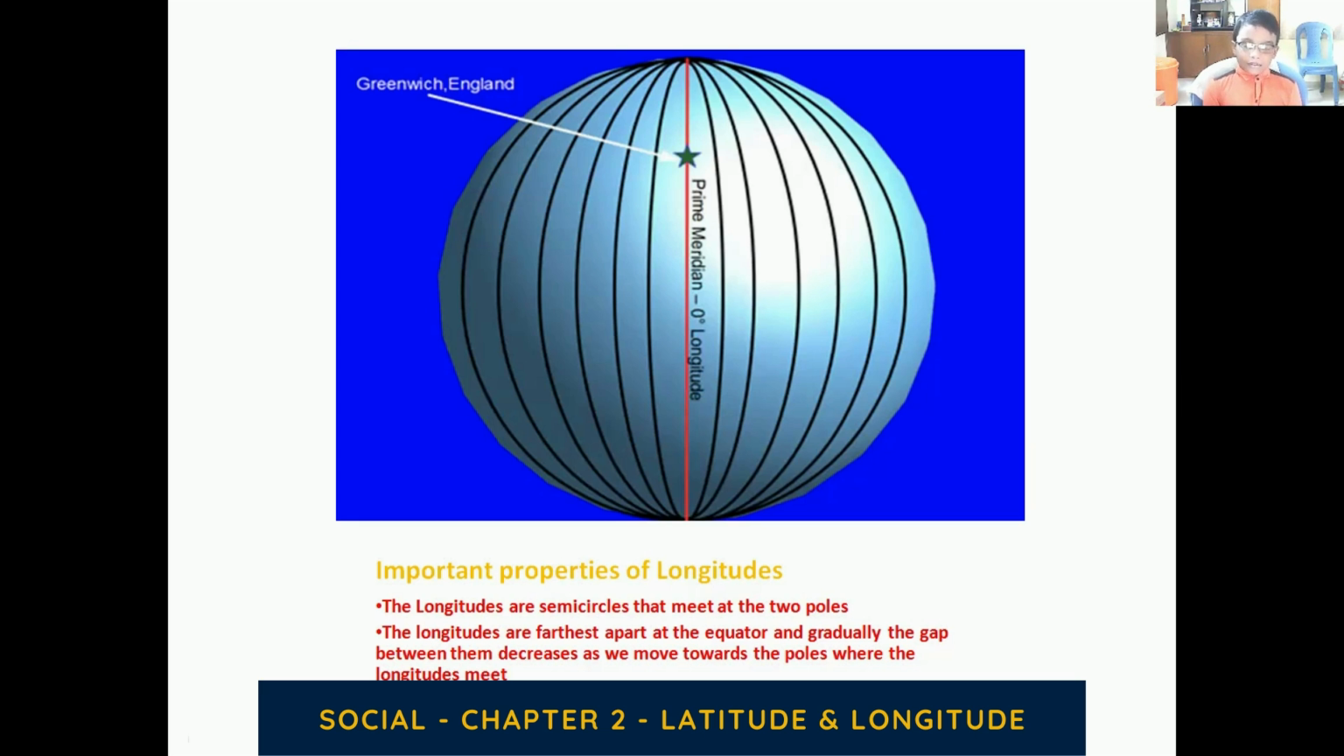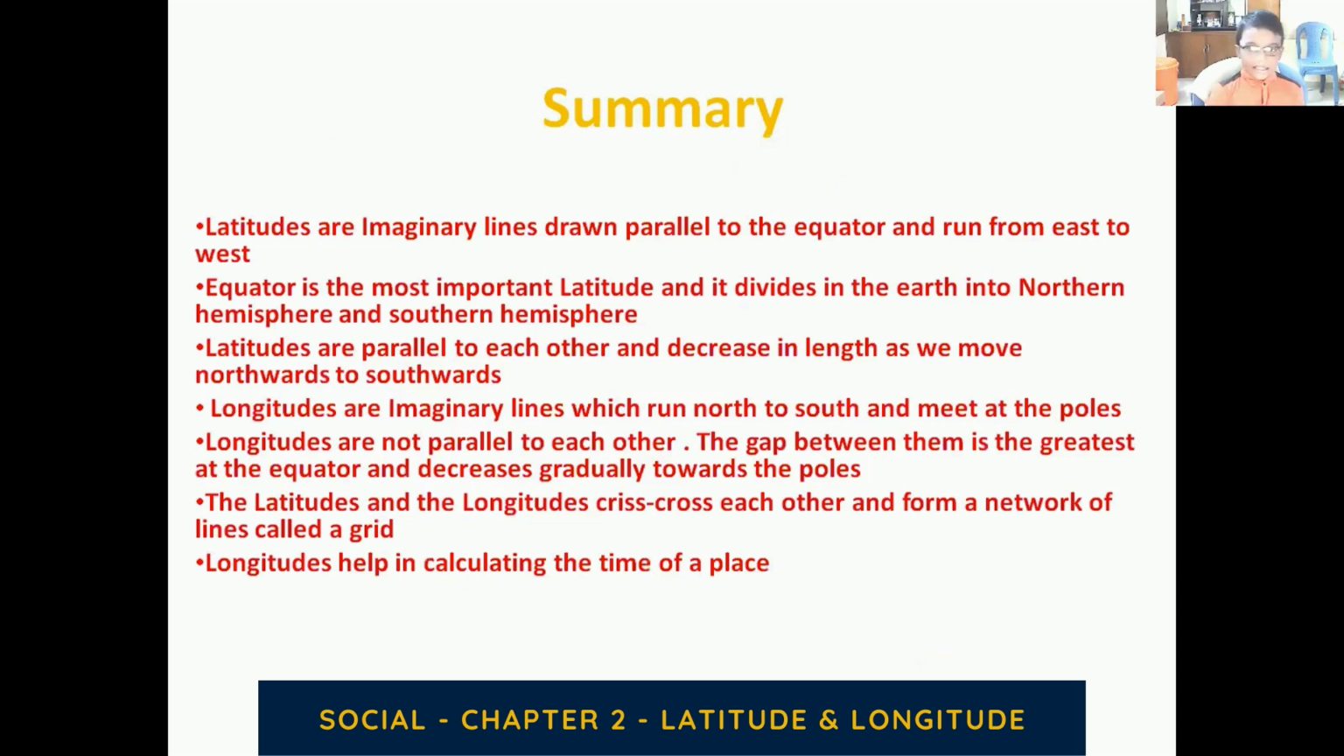In this lesson, we are going to see the final topic, that is the summary. 1. Latitudes are imaginary lines drawn parallel to the equator and run from east to west. 2. The equator is the most important latitude and it divides the Earth into the Northern Hemisphere and the Southern Hemisphere. 3. Latitudes are parallel to each other and decrease in length as we move from the equator towards the poles.